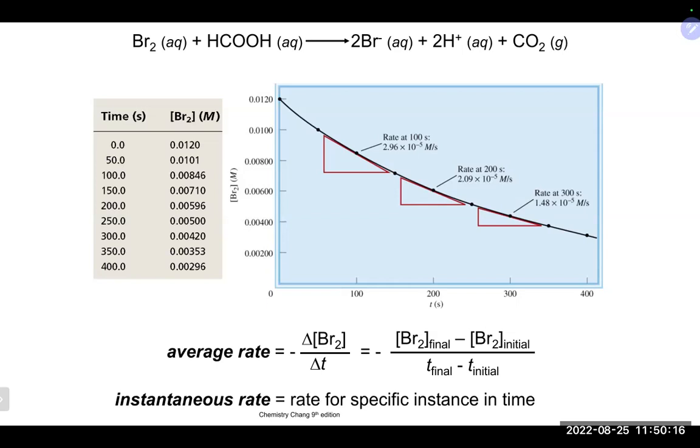A lot of times we look at the average rate over the whole entire reaction, but for different pockets of the reaction as it's progressing, it could progress a little faster or a little slower than the average speed over the entire haul.